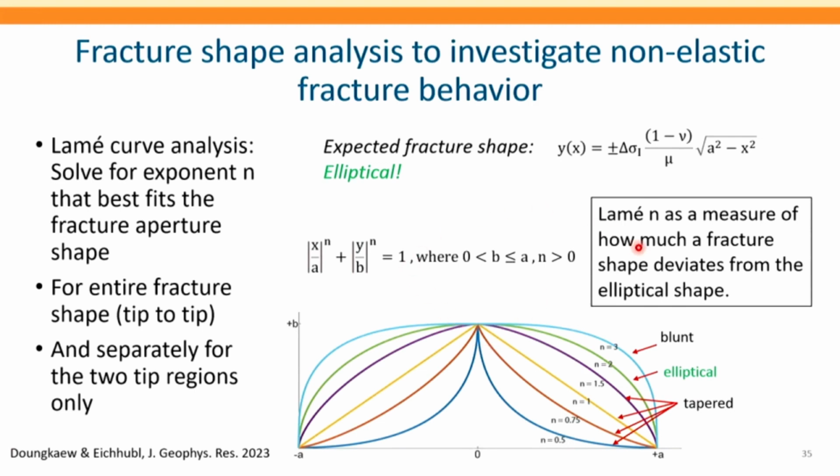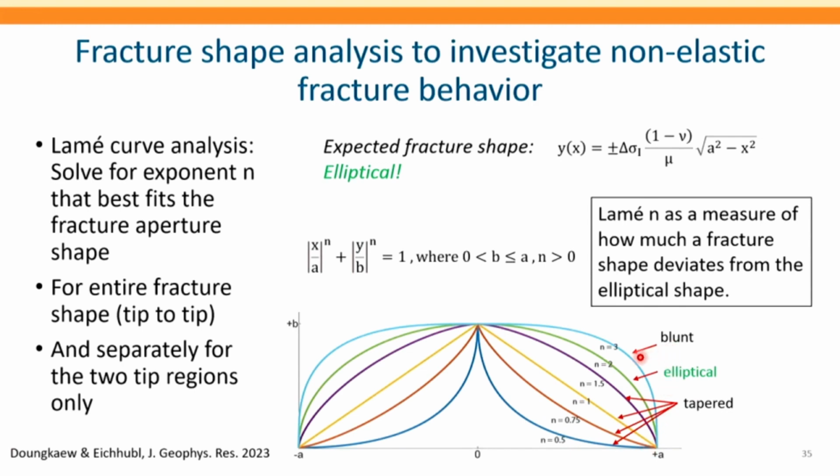The way of checking this is there's this Lamé curve. For an ellipse, the parameter n here is 2. It gives you a nice ellipse. And if it is higher than 2, then you get more of a blunt or box-shaped aperture distribution. And if it is less than 2, down to 1 or even less than 1, it becomes more tapered. So we call it tapered, elliptical versus blunt.